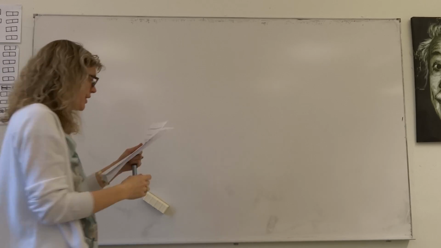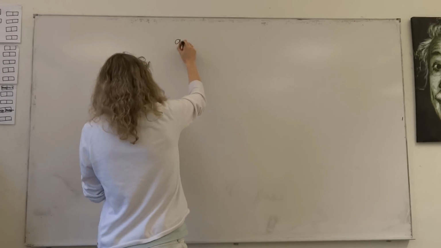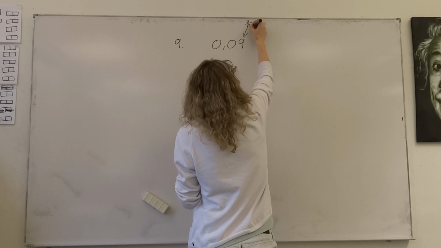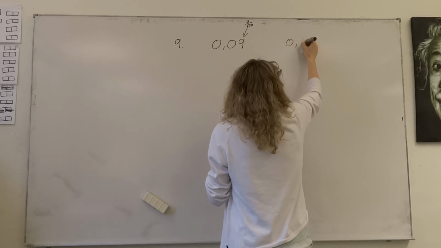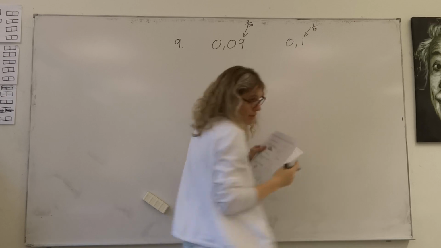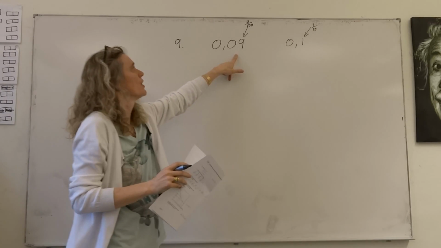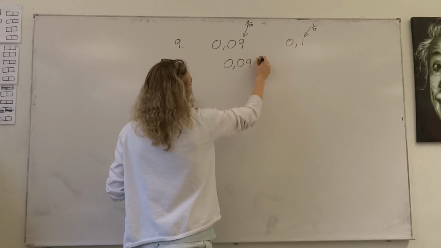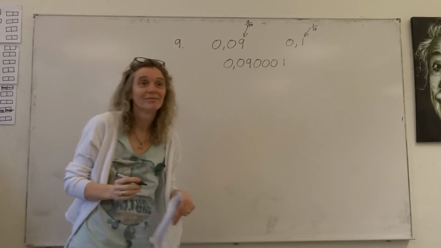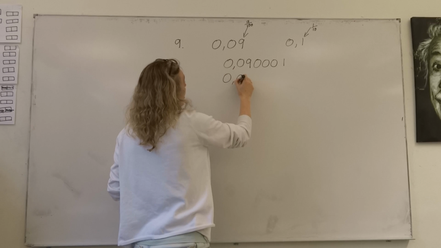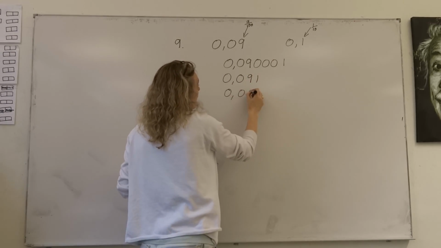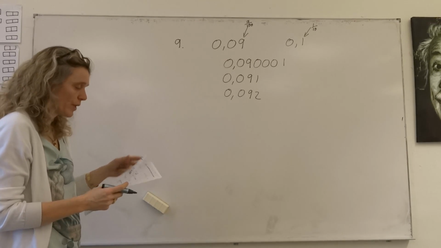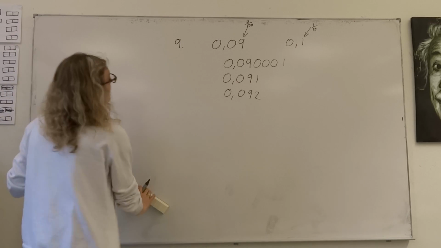Then we have question 9. Give any number between 0.09, here we have 9 100ths, and 0.1, which is 1/10. So anything between 9 100ths and 1/10. Well, there's loads of different numbers there. You could have 0.09001. Actually works. Or you could go from 0.091, 0.092, 0.093, 0.094, all the way up to 0.1. So any number there is acceptable.